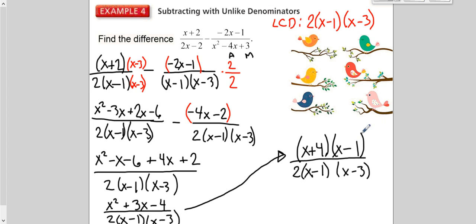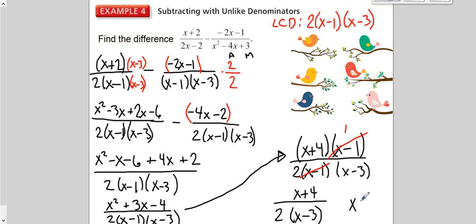Ooh, what do you notice? These two factors are the same. Anything divided by itself is 1. So those cancel out. And write down what's left. And there's our answer.